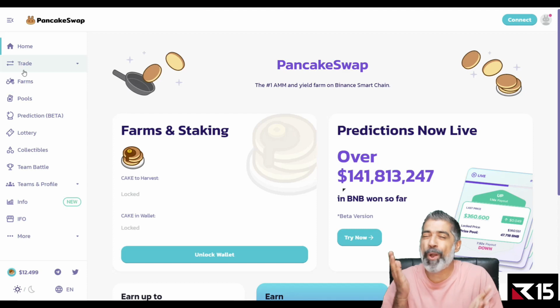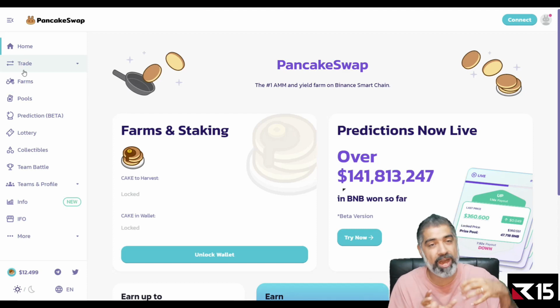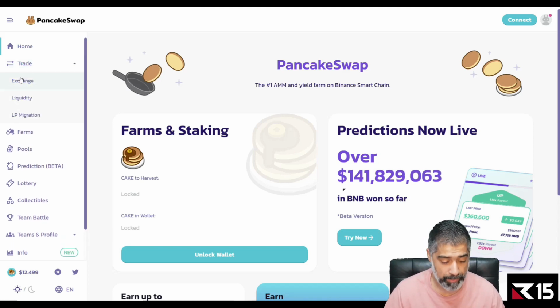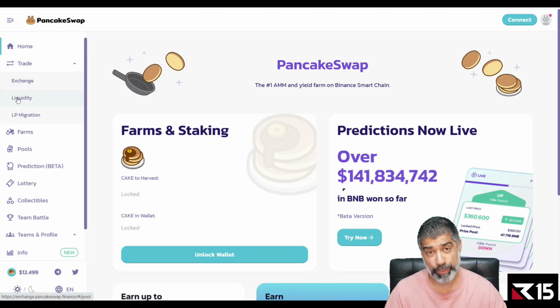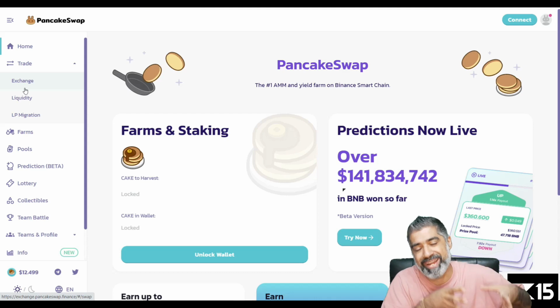So it's a copycat of Uniswap, right? You use the same code and then just jazz it up, different branding and a few different features. But the core essence of PancakeSwap is the exchange feature. There are liquidity pools and so on and so forth. It's basically Uniswap, but on Binance Smart Chain.